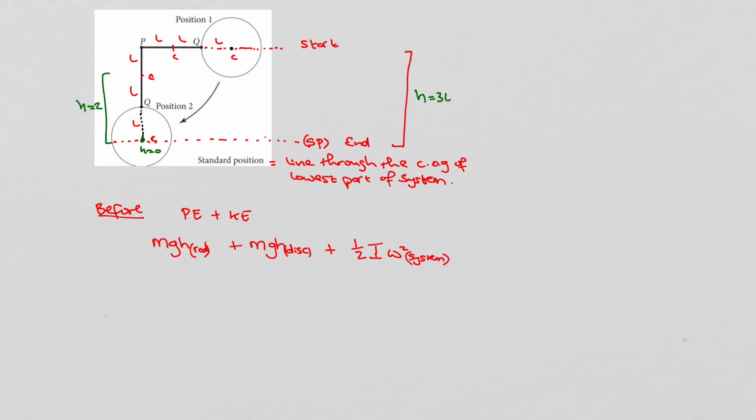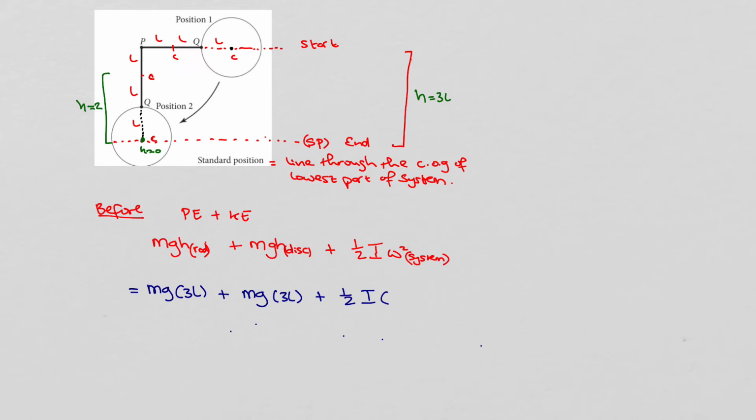So if we sub in our values, we have the mass of the rod, which is m, by gravity g, by the height of the rod above the standard position, which we've said is 3L, plus the mass of the disc, m, by g, by the height of the centre of gravity of the disc to the standard position, which again we've said is 3L. Plus we have a half times the moment of inertia of the system times the angular velocity.